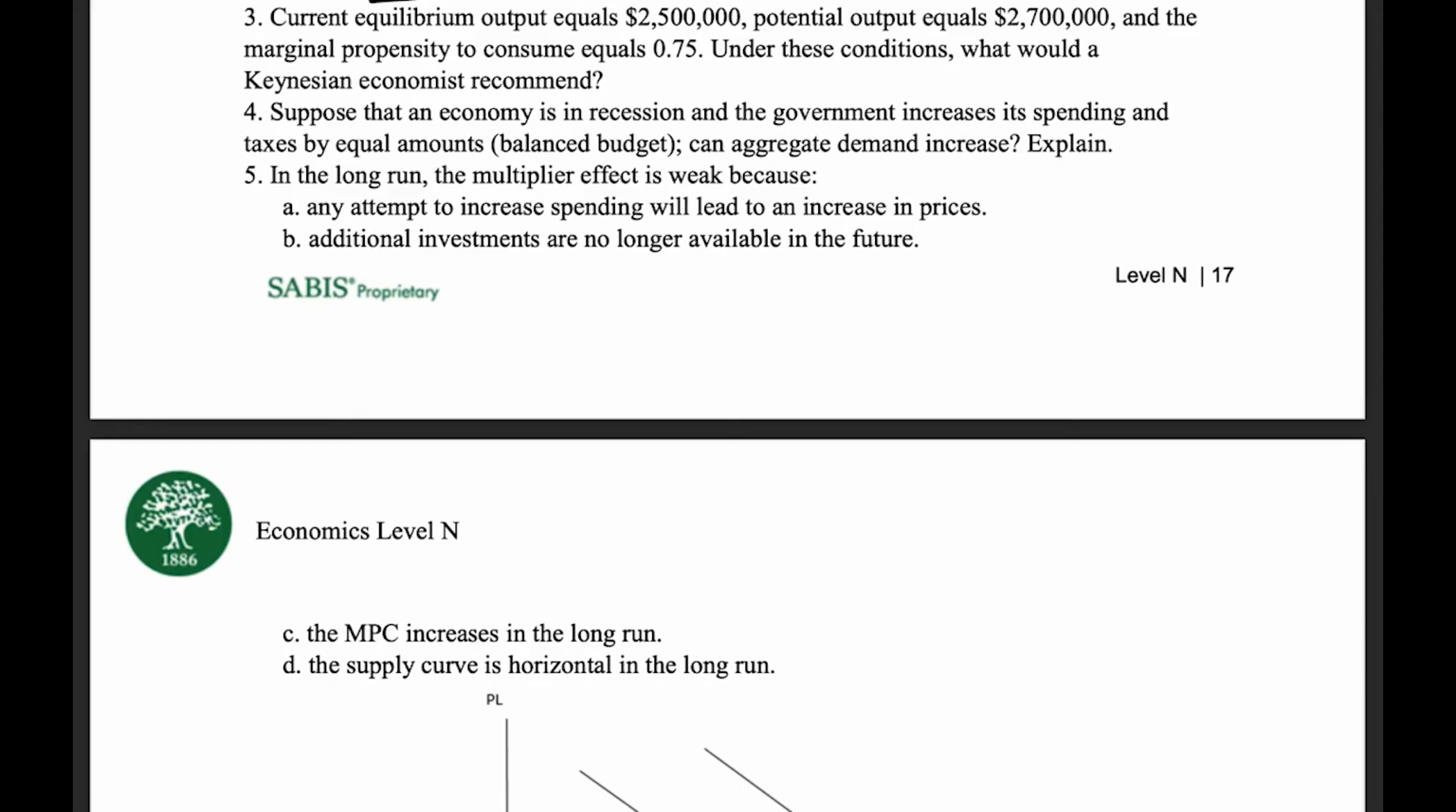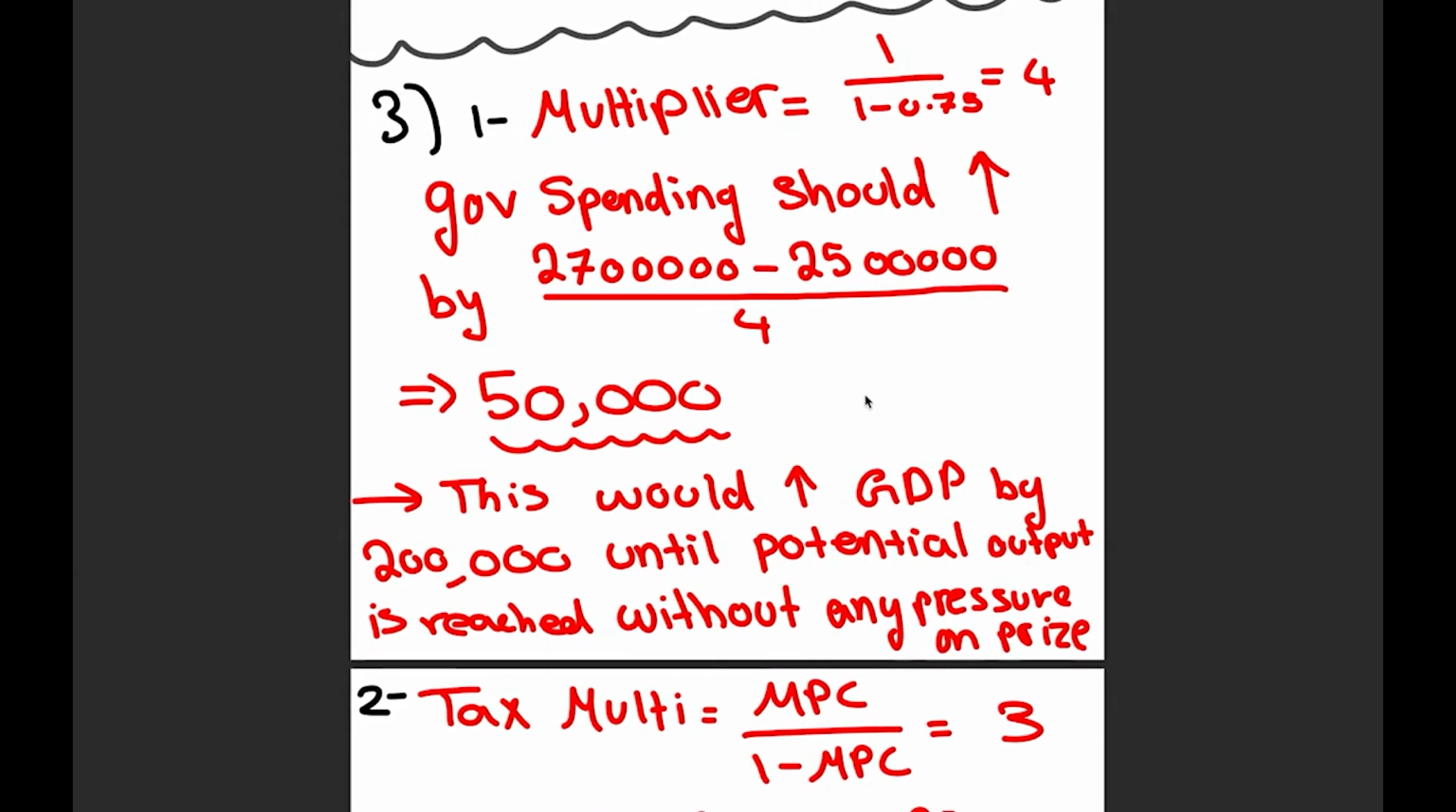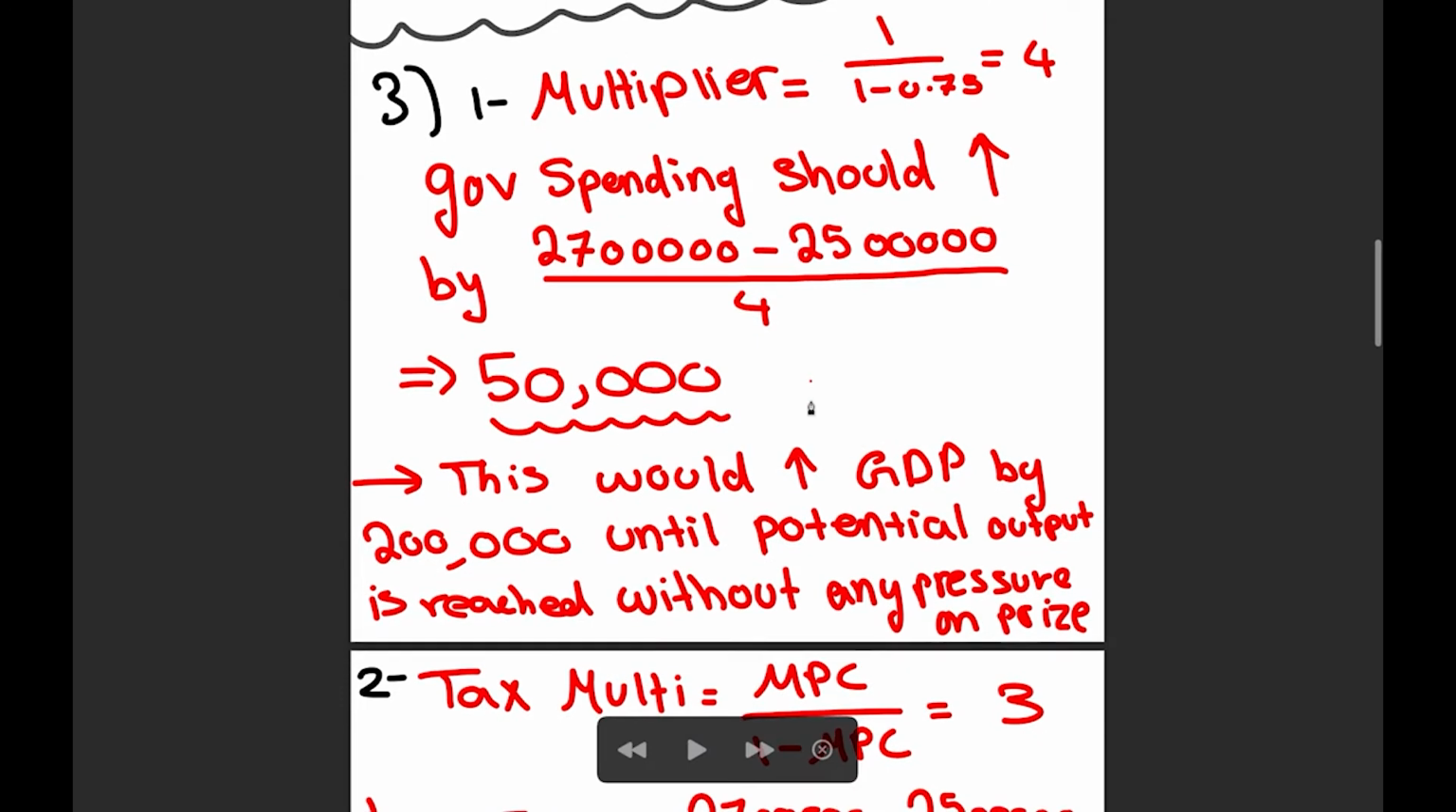Now let's move on to number 3. Current equilibrium output equals 2,500,000. Potential output equals 2,700,000. And the MPC equals 0.75. Under these conditions, what would a Keynesian economist recommend? I have two methods that will help me reach my potential output. Let's look at method number 1. They're very easy, very straightforward. Once you get the hang of the first one, you will easily get the hang of the second one.